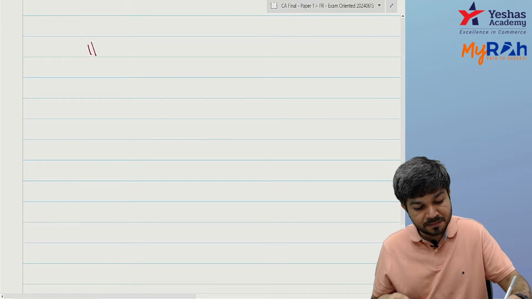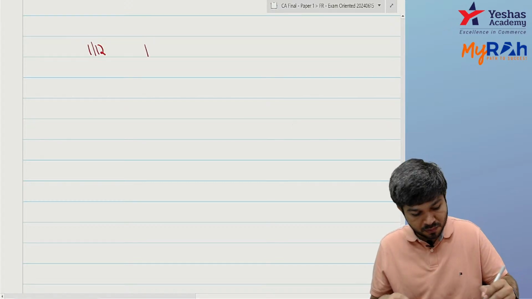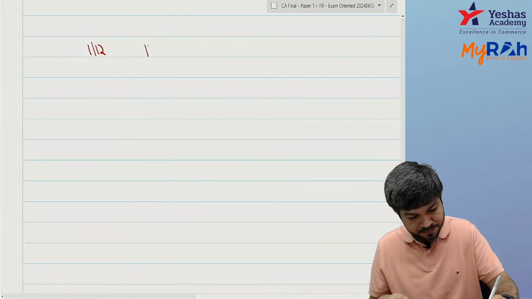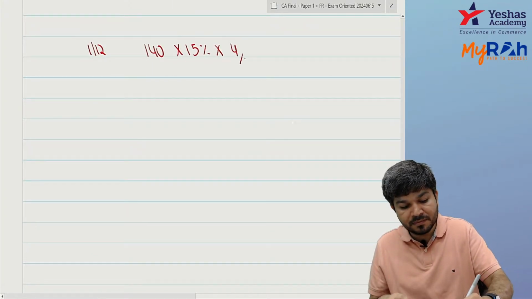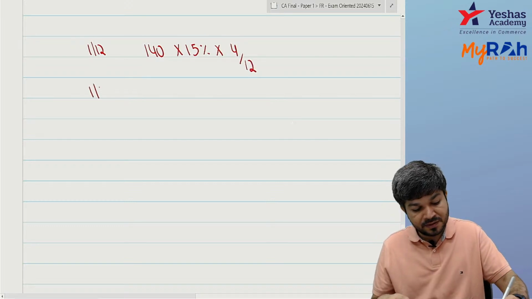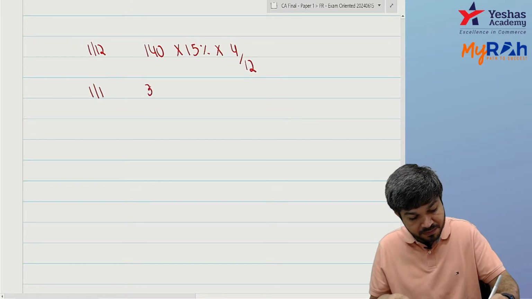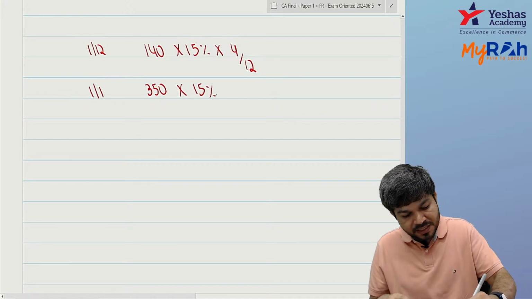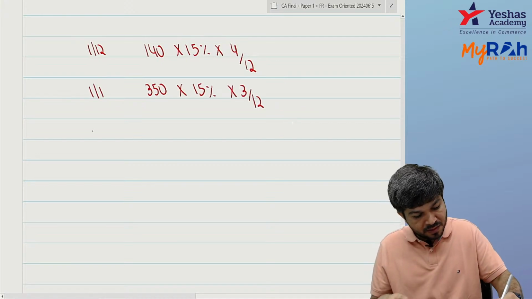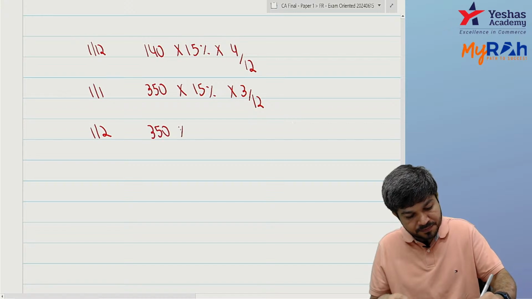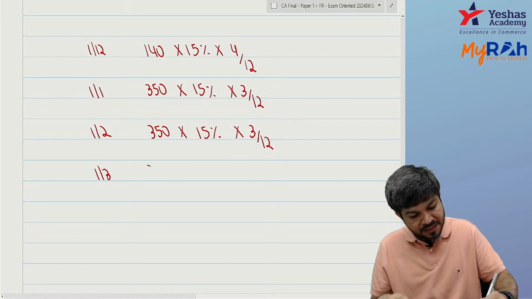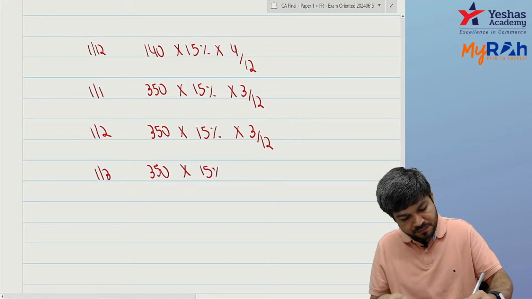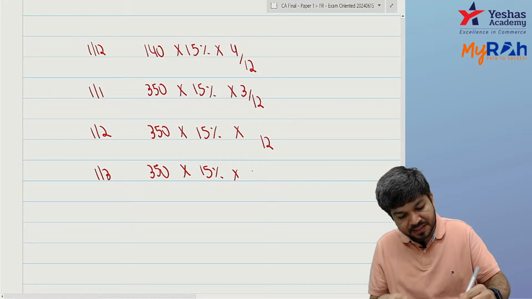First December, how much did I spend? 140 crore, and its 15%, used for how many months? 4 months: December, January, February, March. First January I spend 350 crore, into 15%, and I can capitalize interest for 3 months. First February again 350 crores, and first March again 350 crores. So this much interest can be capitalized. This is 2 by 12, this is 1 by 12.